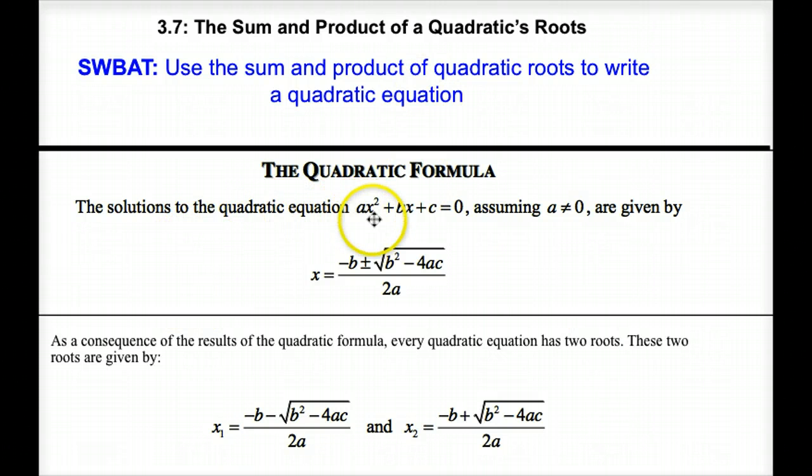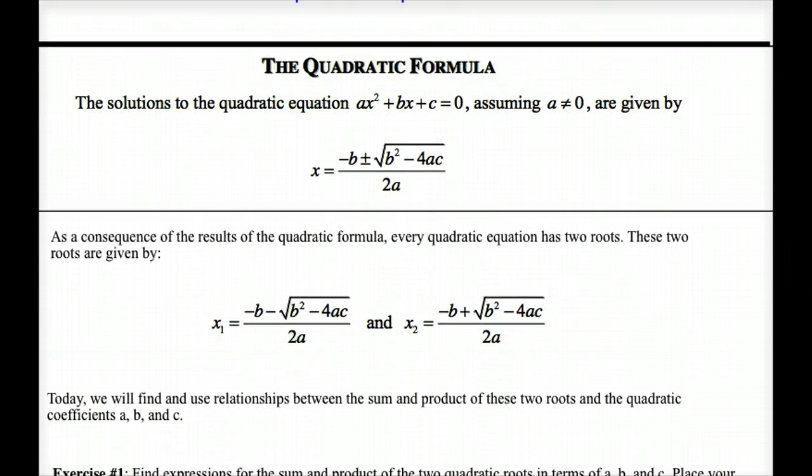As you remember from the previous lessons, a quadratic formula, the solution to a quadratic equation that's in the form ax squared plus bx plus c equals 0, assuming that a is not equal to 1, is by this quadratic formula: x is equal to minus b plus or minus the square root of b squared minus 4ac, everything over 2a.